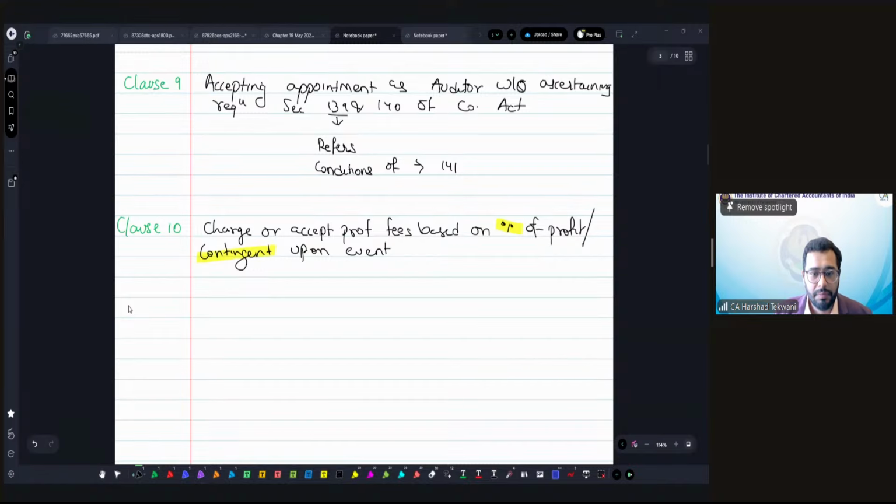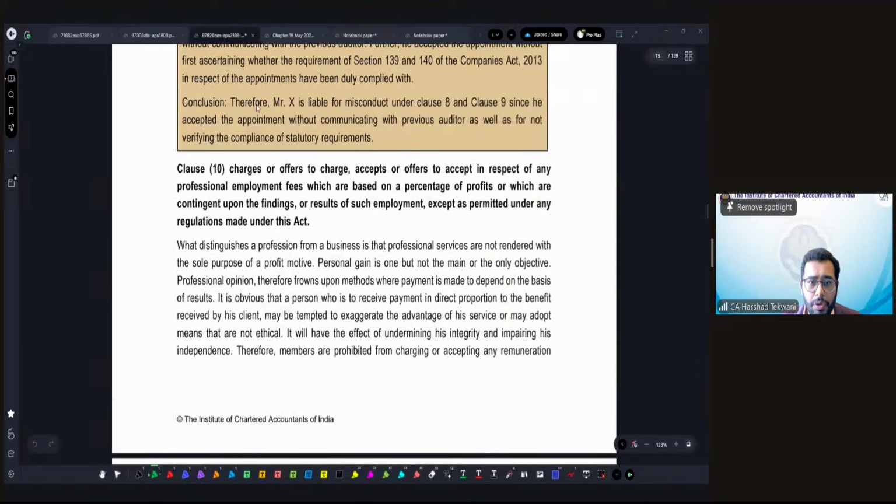Now there is an exception to this, and the exception is regulation 192. Now we need to understand what is regulation 192. If you charge, offer to charge, accept or offer to accept, it is not only charging, not only accepting, it is offering also, in respect of any professional employment, fees based on percentage of profits or which are contingent upon the findings or results of such employment, in that case you will be deemed to be held guilty of professional misconduct.